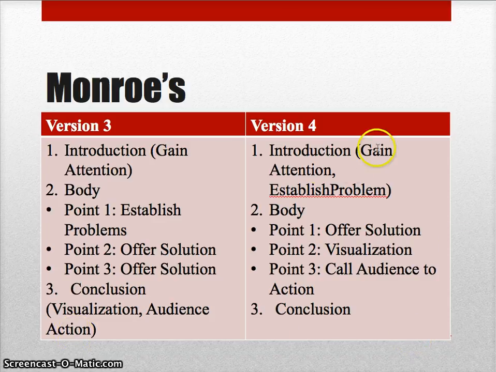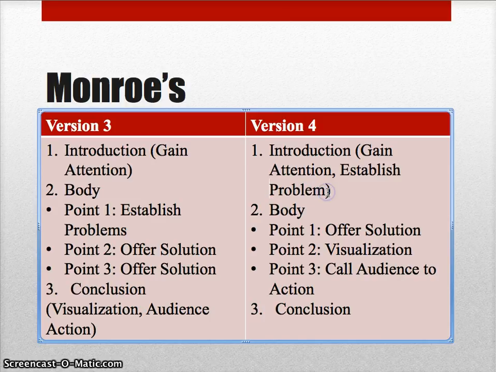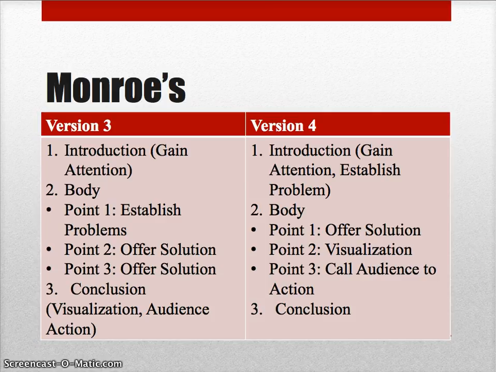A 4th version might look like this: in your introduction, you are gaining attention and then establishing the problem. Maybe in body point 1, you offer a solution or solutions. In point 2, you're having your visualization step. And then in your 3rd point, maybe you're calling your audience to action there. Maybe there are some specific actions you want your audience to take, and it's going to take longer than what you're going to be able to accomplish in your conclusion.